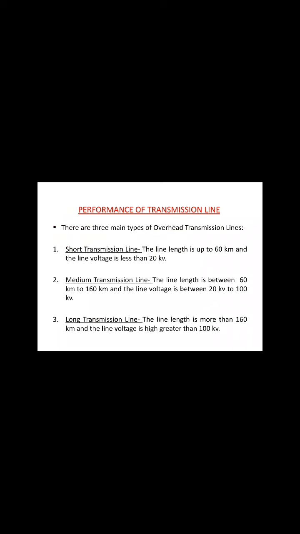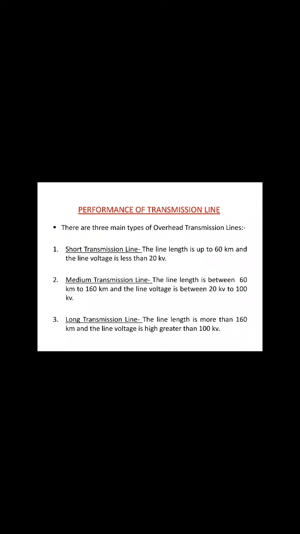In a medium transmission line, the line length is between 60 km to 160 km and the line voltage is between 20 kilovolts to 100 kilovolts. The capacitance effect is considered in the medium transmission line. The capacitance is distributed, but to make calculation easy, it is assumed to concentrate either at the receiving end or at the middle of the line, or half of the capacitance is assumed to concentrate at the sending end and half at the receiving end of the line.